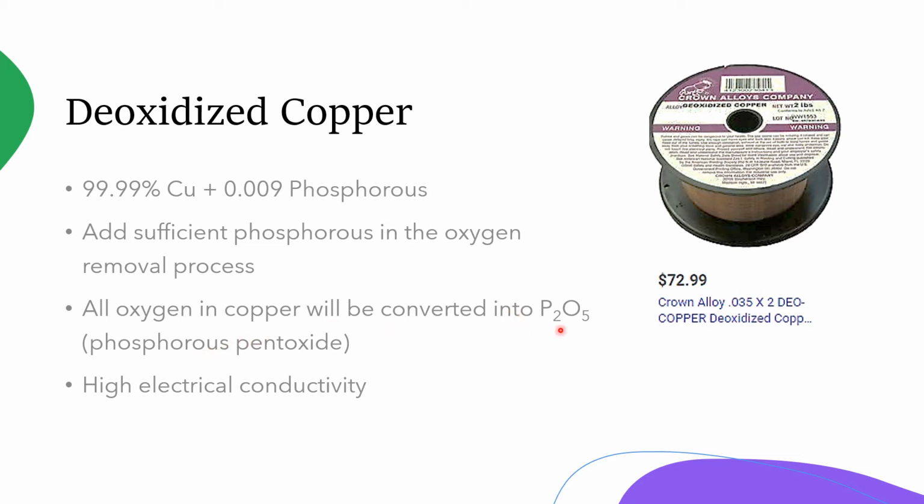And so P2O5, we call it phosphorus pentoxide. That's just a chemical name. You don't have to remember it, okay? All you need to know is we're going to spike phosphorus to get rid of oxygen in the process, okay? And this deoxidized copper, here's an example of that. It has a very high electrical conductivity, okay? So see, copper deoxidized.